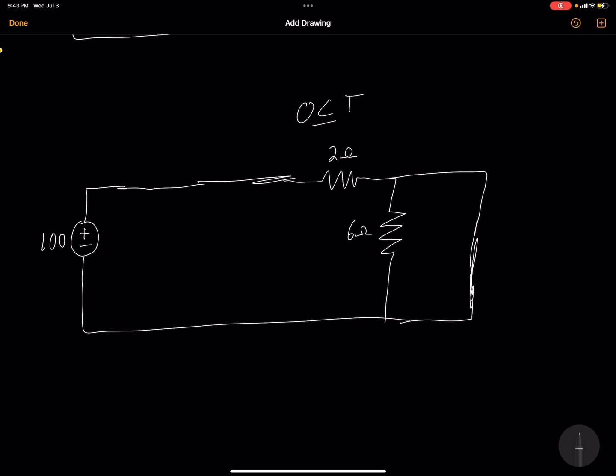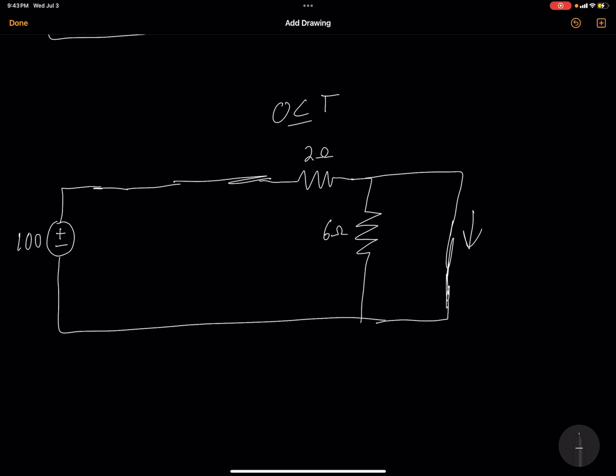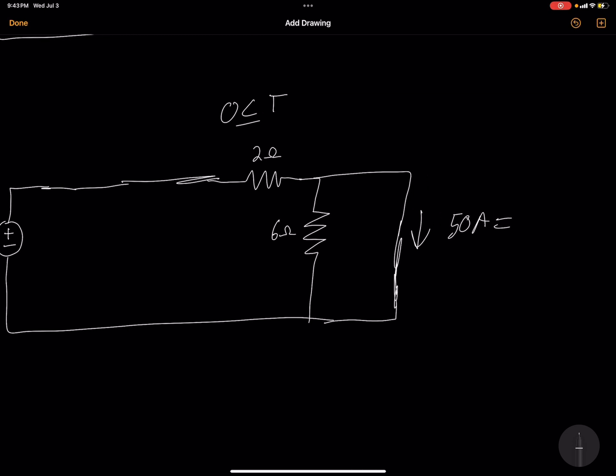It will play a part for when we find the dampening factor. I'll explain that in a second. Don't worry about that. Okay, so it's 100 divided by 2. So we get 50 amps. That will be our final value that it approaches, I infinity, right?